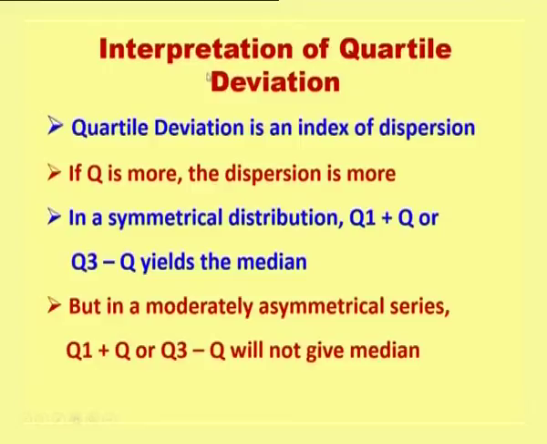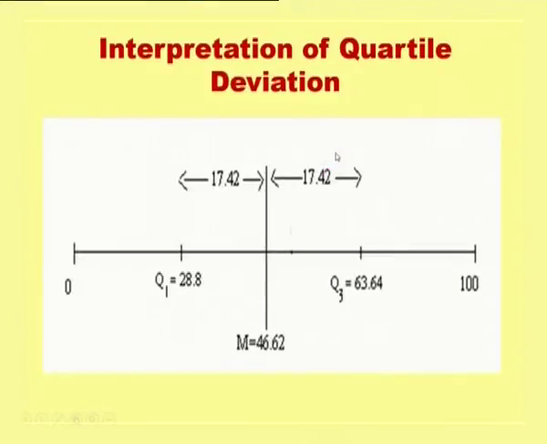And now, what is the interpretation of quartile deviation? Quartile deviation is an index of dispersion. If Q is more, the dispersion is more. In a symmetrical distribution, Q1 plus Q or Q3 minus Q yields the median, but in a moderately asymmetrical series, Q1 plus Q or Q3 minus Q will not give you the median. That is depicted here.